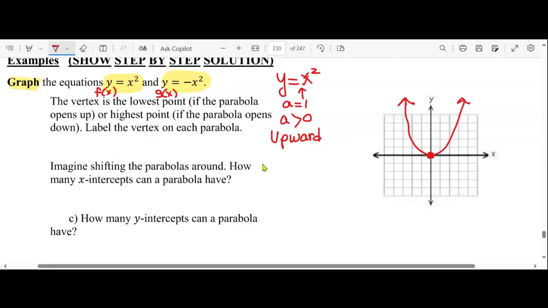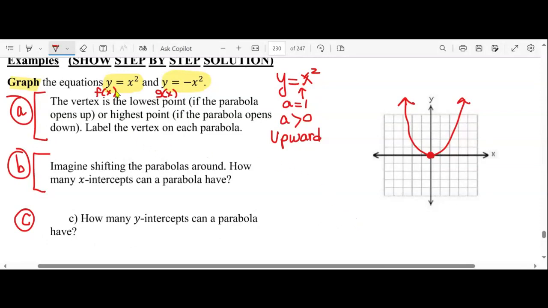So he's asking the question. Read, Badr, what does it say here? The vertex is the lowest point if the parabola opens up, or the highest point if the parabola opens down. Label the vertex on each parabola. Okay, go ahead, continue. Imagine shifting the parabolas around. How many x-intercepts can a parabola have? Okay, and C, continue. How many y-intercepts can a parabola have?